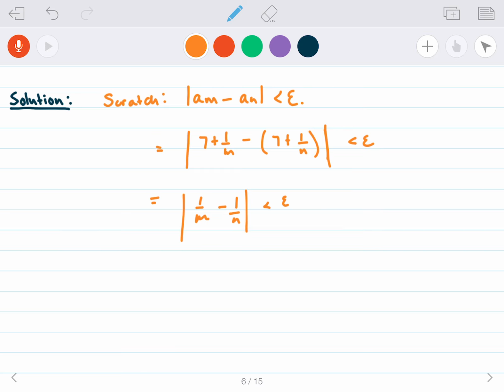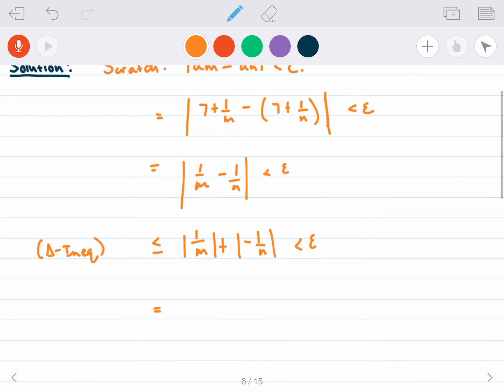To do that, we can get rid of the absolute value bars with the triangle inequality. Recall that the triangle inequality says that we can rewrite the above absolute value as at most the absolute value of 1 over m plus the absolute value of negative 1 over n. It's just the triangle inequality. Again, we want this less than epsilon. Now this guy, the absolute value of negative 1 over n, is the same thing as positive 1 over n. So this is equal to this.